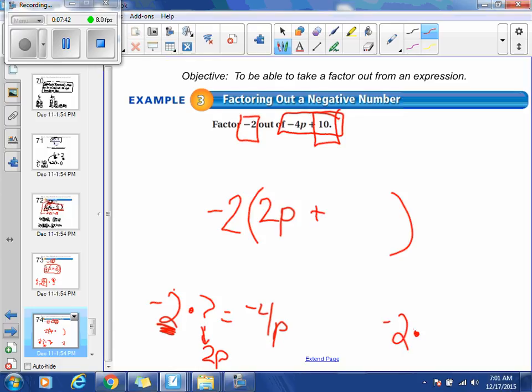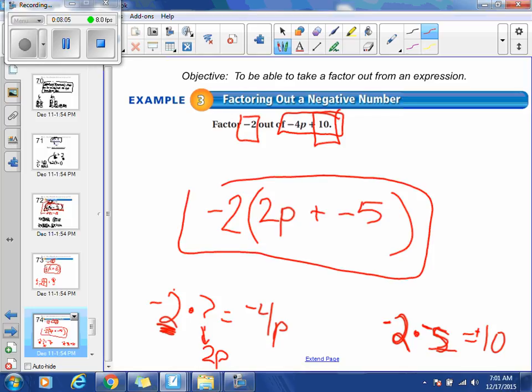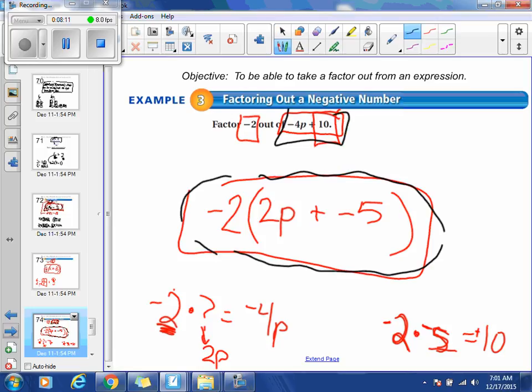-2 times what is 10? All right, well, I know 2 times 5 is 10. So if I put a 5 in there, -2 times 5 is actually -10. So I want +10, so I'm going to have to make this 5 have the same sign as this 2, which makes them both negative. So 2p plus -5.